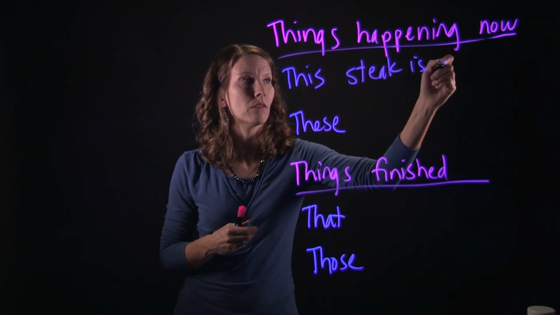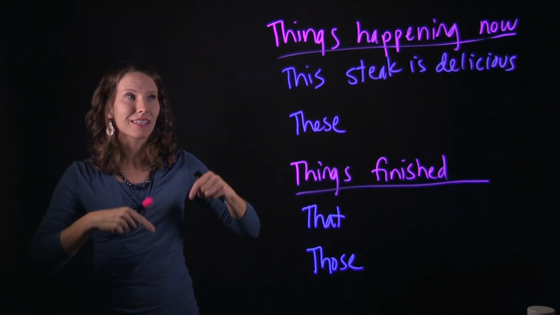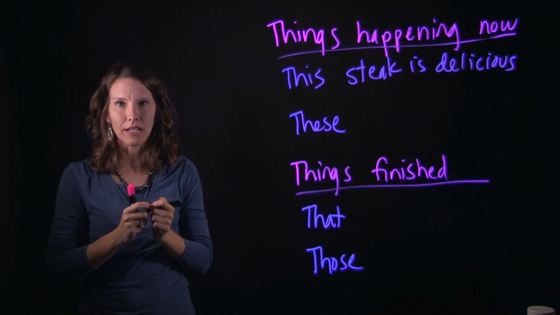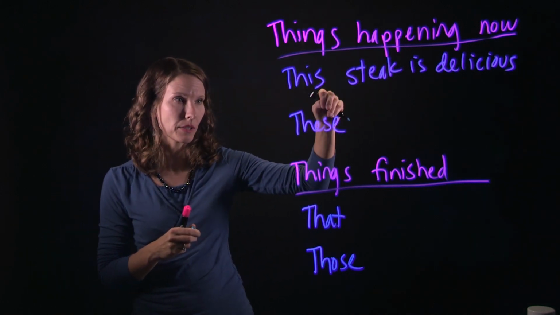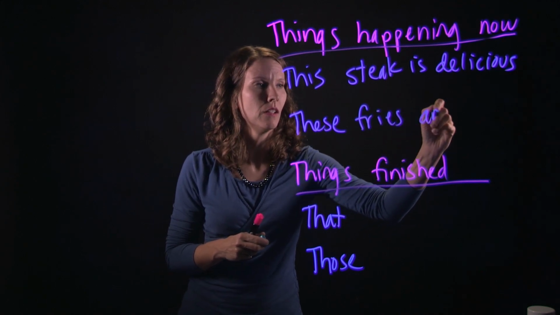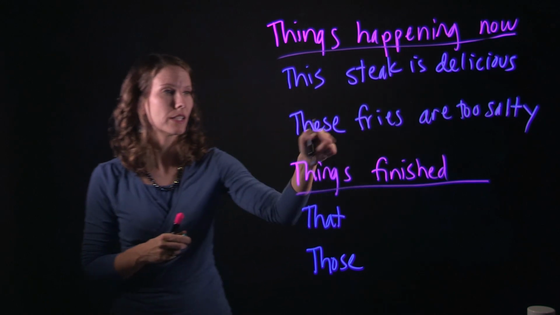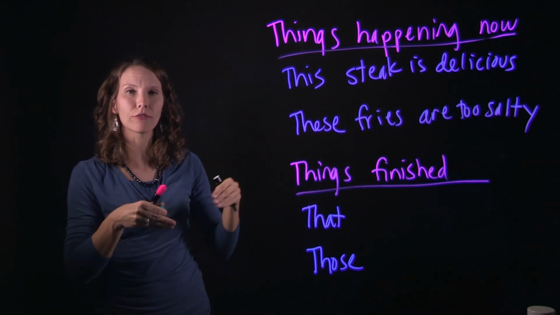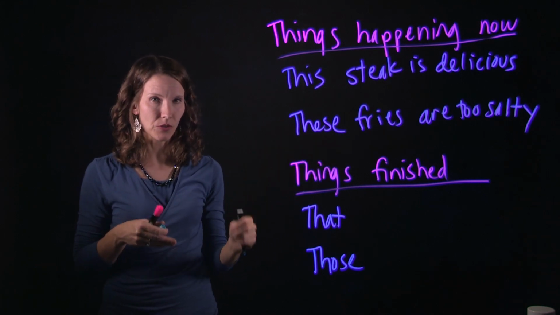If I'm eating right now, then I would be saying this steak is delicious. I'm eating the steak right now. If, on the other hand, I'm still referring to something happening now, but it's plural, like fries, that's when I would use these. So again, the fries, I'm eating the fries right now. Plural, there's a group of fries, so these fries are too salty.